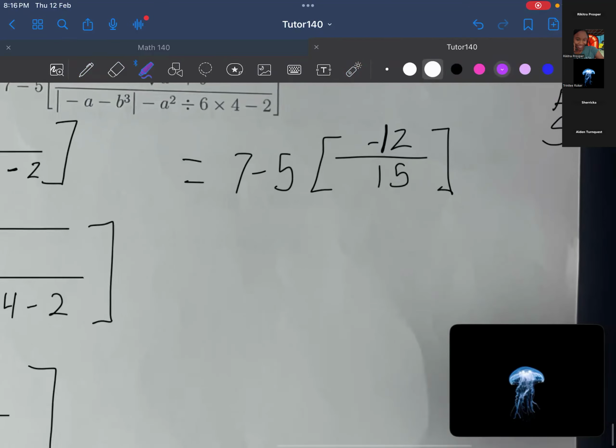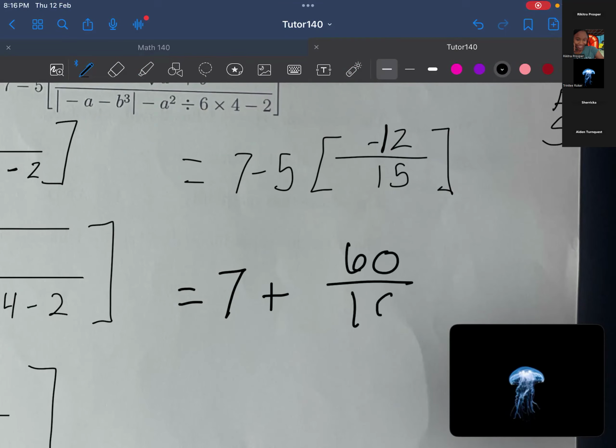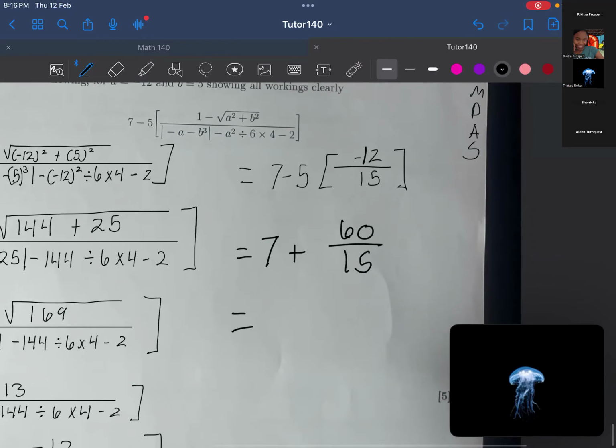So now we gotta finish that off. The answer equals 7, 5 times 12. Let's see. 12 times 5, that's 60. So that'd be positive since it's two negatives. So it's 12 plus 60 over 15, equals 60 divided by 15 is 4. 7 plus 4. So this is equal to 11.